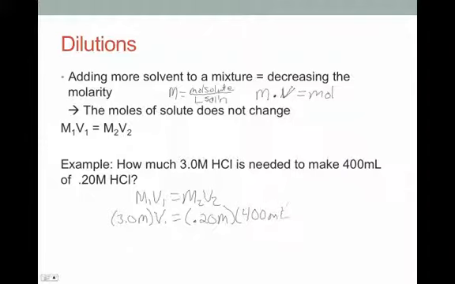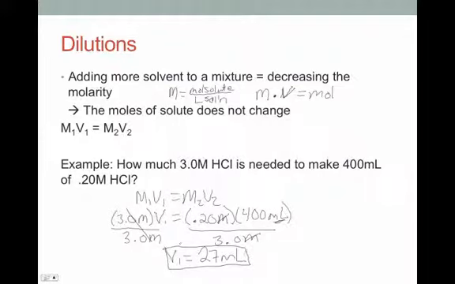Now in this case, you're not going to have to change these to liters because it just gives us our volume here in milliliters. So we're going to divide both sides by 3.0 molar. And that gives us V1 by itself. Now here we have molarity that cancels out, and that's how we end up with milliliters as our volume. And we should get that V1 is equal to 27 milliliters. So we need 27 milliliters of this 3 molar hydrochloric acid to make 400 milliliters of 0.20 molar HCl.